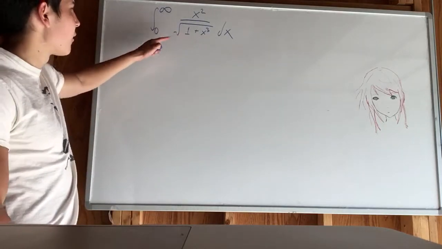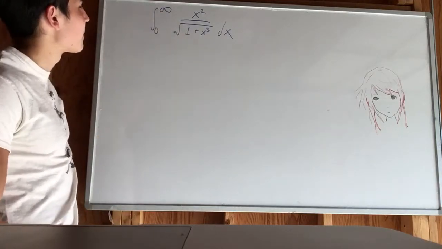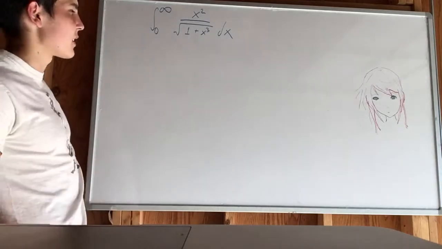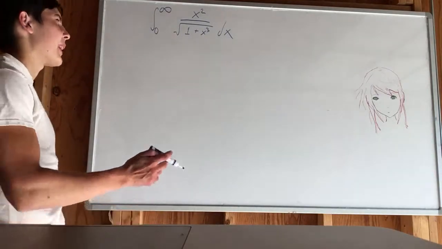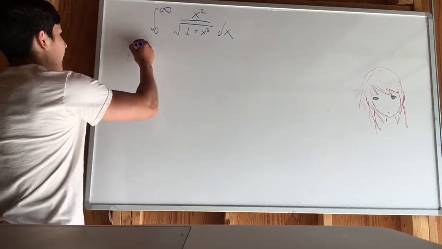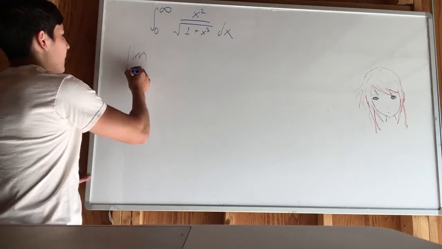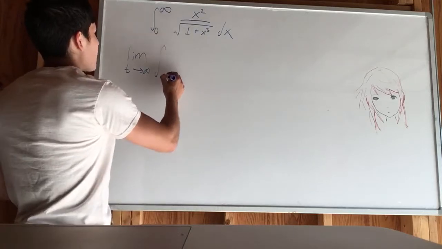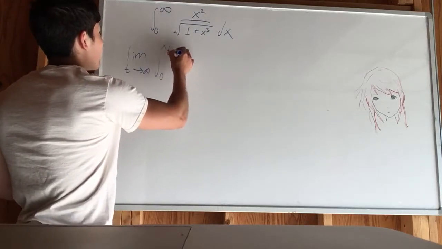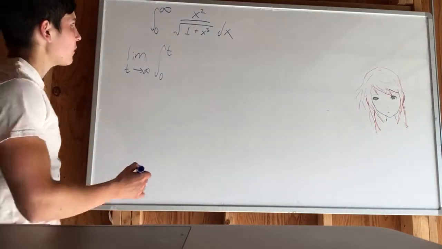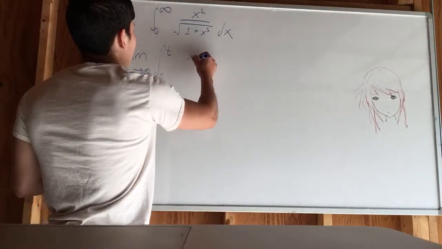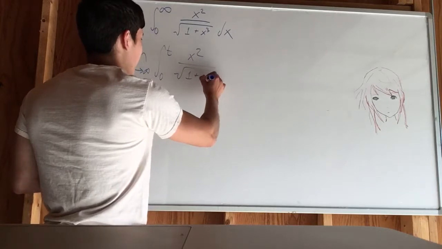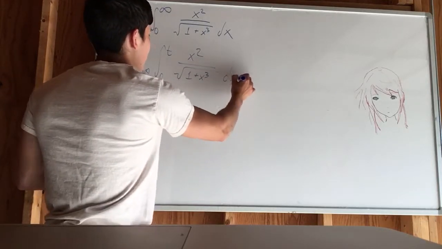But yet, is -1 within our bounds? No, it's not. It's not within our bounds, so we don't have to split this into two different integrals. We don't have to worry about that. So we can just go ahead and do the limit as t approaches infinity from 0 to t of this thing, x squared over square root 1 plus x cubed dx.